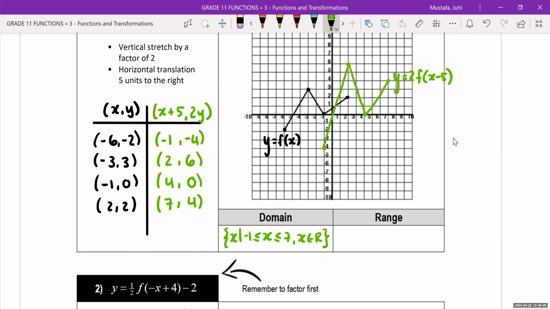And for the range, it starts at -4 and ends at 6. So the set of all y values such that y is going to be between -4, I said, and 6. And y includes all real values.